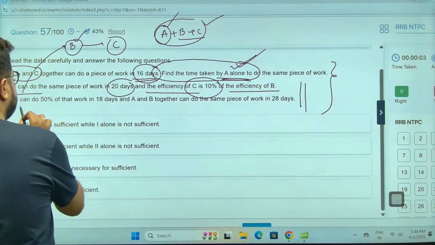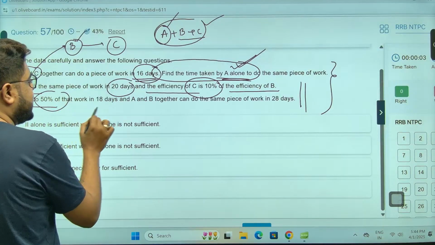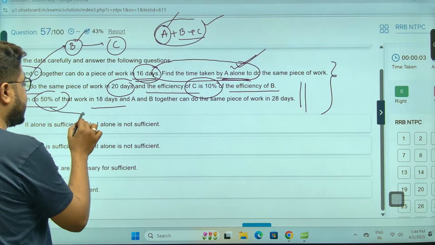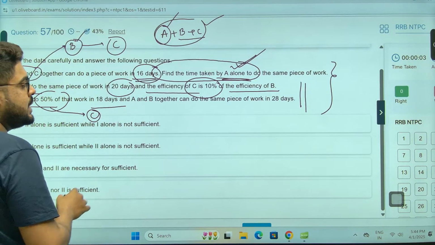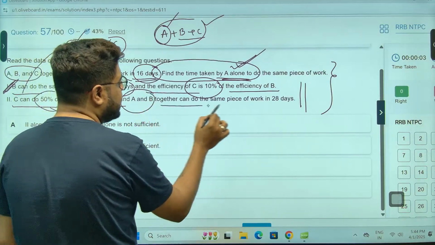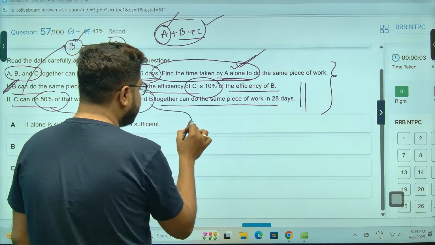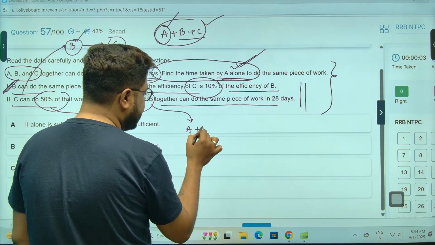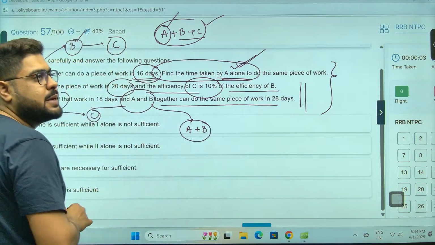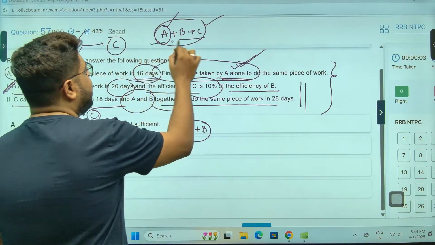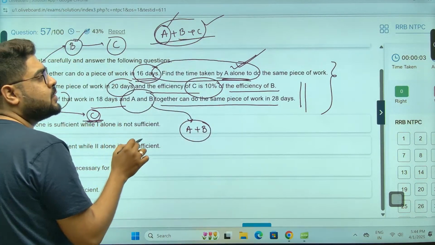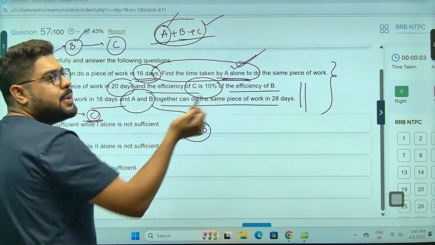Sir, here, second one. C can do 50% in 18 days. Meaning, I can figure out the efficiency of C here. A and B together in these many days. Meaning from this I can get A plus B, the combined efficiency of A plus B. Sir, I know A plus B plus C, I can get C. So from here also I can get A plus B only.